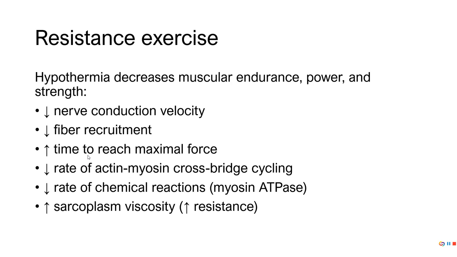So with resistance exercise, this kind of ties into some of the things that we've been talking about. Nerve conduction velocity decreases, which means you don't recruit as many fibers, which means it's more difficult to reach max force. Your cross bridges aren't able to cycle as fast. Your chemical reactions slow down, so you're not able to break down ATP as quickly. The sarcoplasm has a higher viscosity, higher thickness, so that means more resistance. And so it's just really difficult to generate force in your muscles when it's cold.